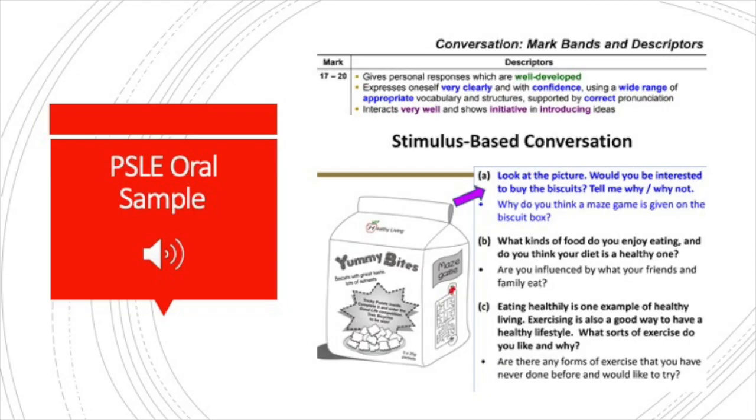Look at the picture. Would you be interested to buy the biscuits? Tell me why or why not. Why, yes, I would be very interested to buy these biscuits for a number of reasons. Firstly, emblazoned on the top of the packaging are the words healthy living. This assures me that the biscuits are healthy, they are good for me, and they will provide me with essential vitamins and nutrients that would make me grow strong and healthy.